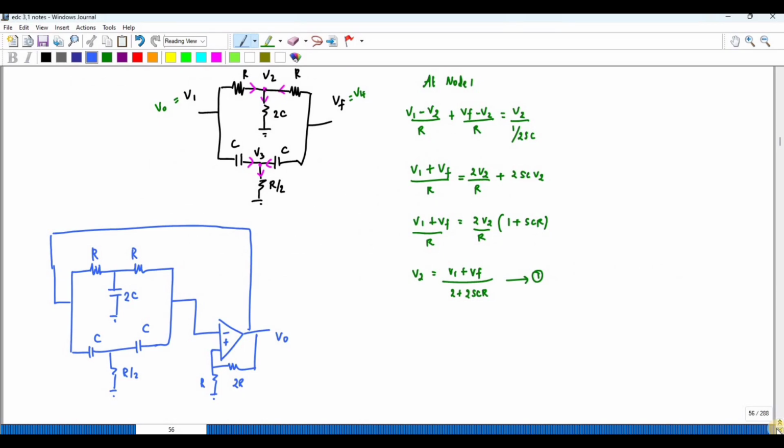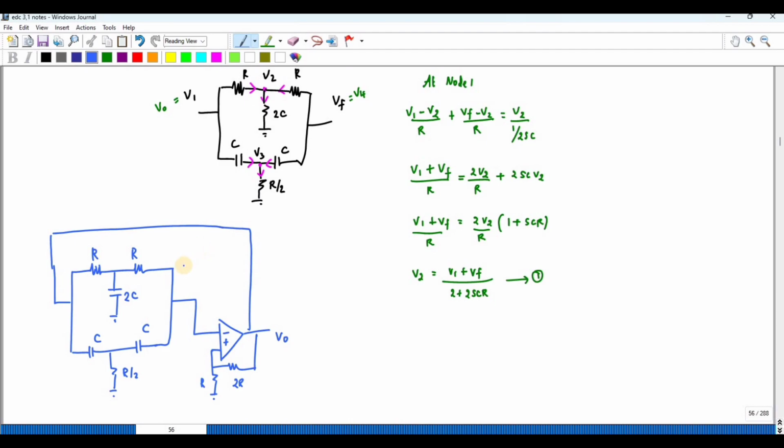So this is your twin T network. This is one T network and another T network, which is connected to the non-inverting terminal. We have employed a negative feedback for this one, and there is also a positive feedback, right?